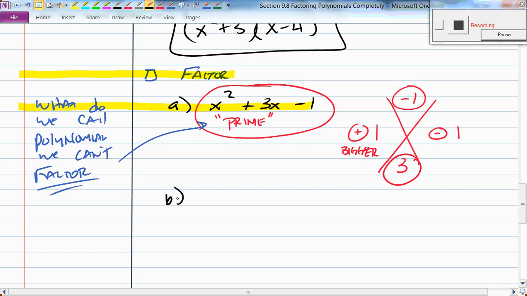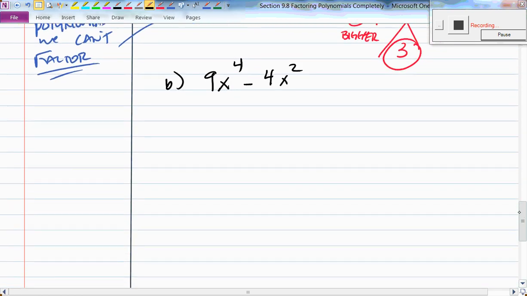Okay, let's try this one. What if I gave you this? 9x to the 4th minus 4x squared. All right, let's go through our factoring flowchart. Can we take out a greatest common factor? Yes, what is the greatest common factor? X squared. Very good. What's that leave us with? 9x squared minus 4. Very good.